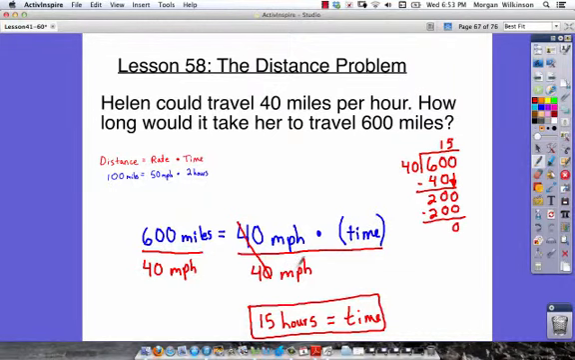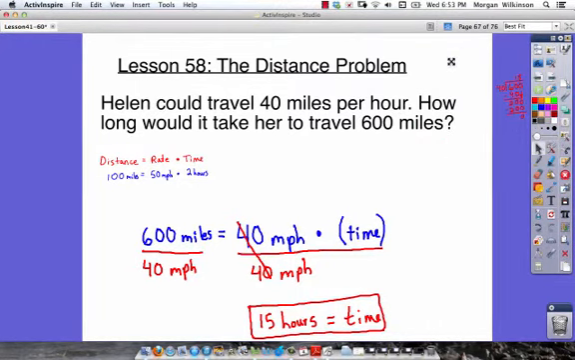We can check our work if we like. In order to check our work, let's go ahead and shrink this work and move this whole thing off to the side. Now, in order to check our work, what we can say is the rate times the time should equal the distance. So 40 times 15 should equal 600 miles if we're right. Because if you go 40 miles per hour for 15 hours, based on what we've calculated, you'll go 600 miles.